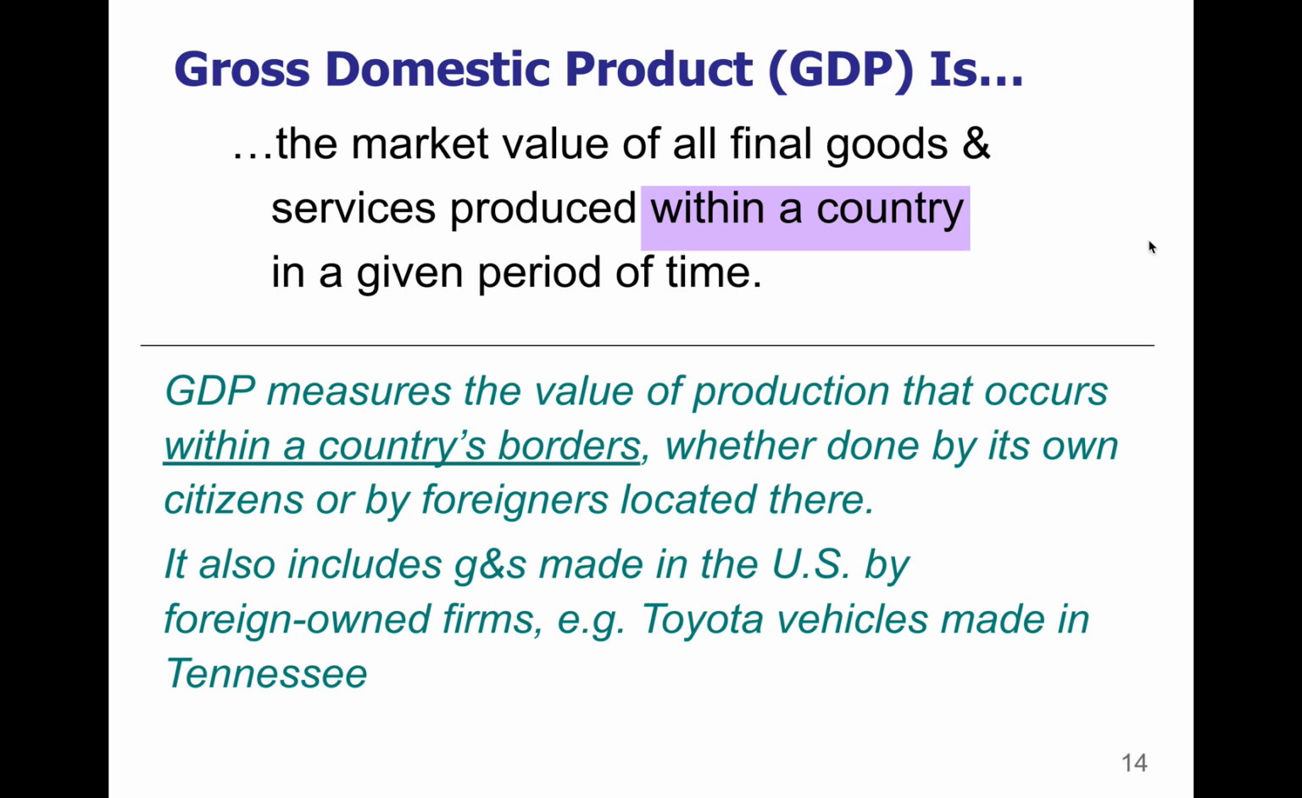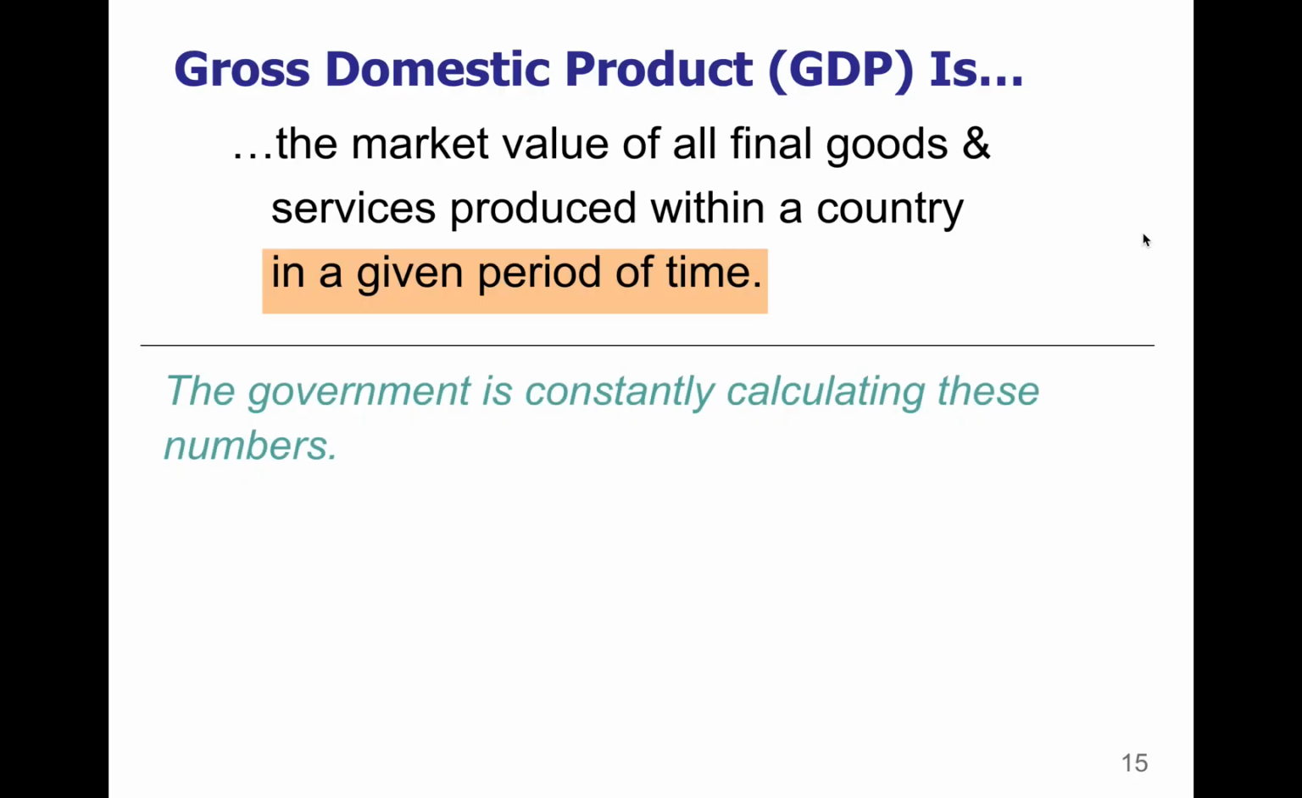Just as an example, Toyota is a Japanese company. They make most of their vehicles in Tennessee. So the production is happening in the US, and that would count towards the US's GDP. If an American company had a factory in Japan, it would count towards Japan's GDP.